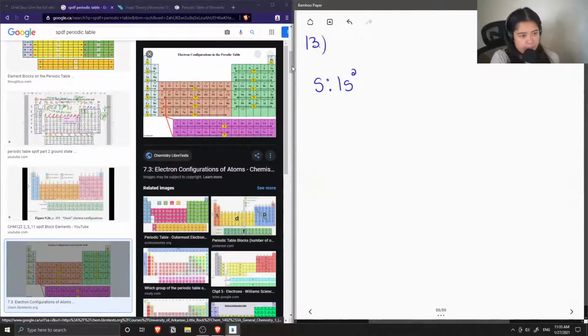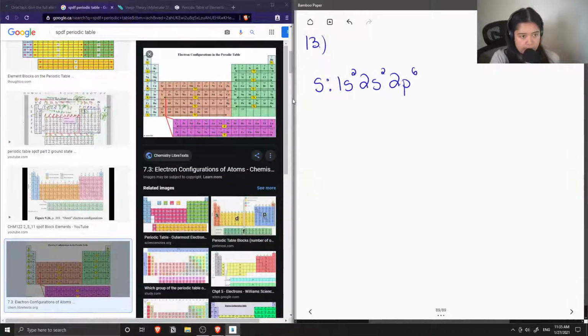And then we move on to row number 2, 2s, another 2 electrons there. And then in the 2p orbital, it can house 6 electrons. And then moving on to the next row, we have 3s2. And then we get to 3p, which is where our sulfur is. And then we just count out 1, 2, 3, 4 electrons in this p orbital. And now this is the electron configuration of sulfur.